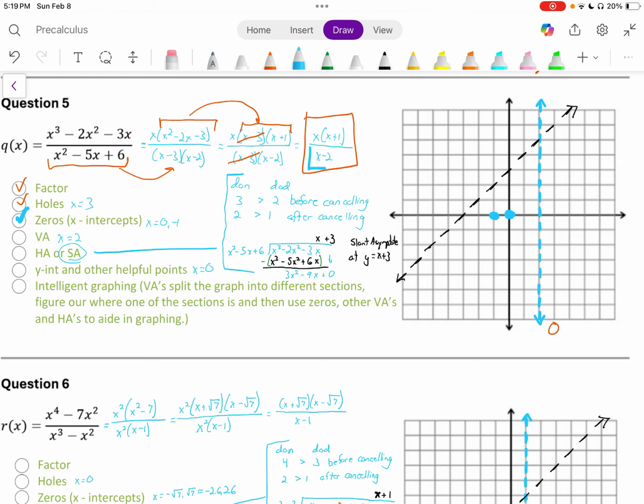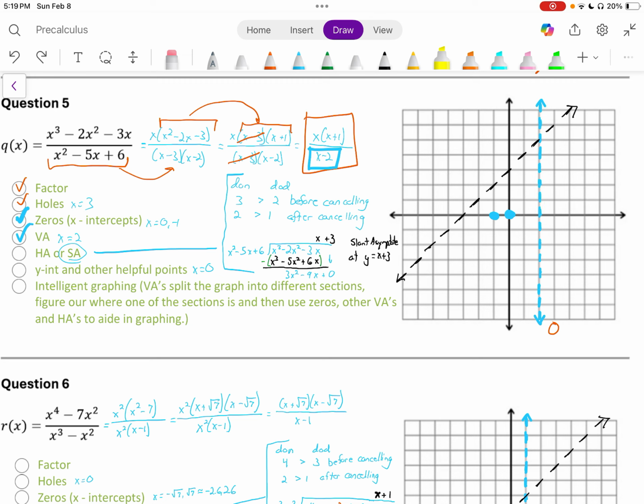Vertical asymptote values are those that make the denominator equal 0, which is at x equals 2. So x equals 2, notice we put a vertical asymptote at x equals 2. So we have that there.